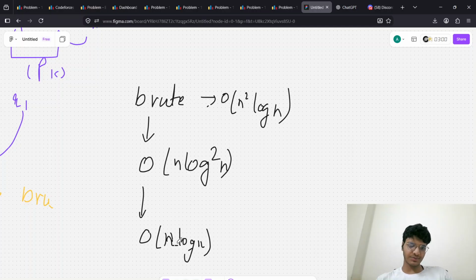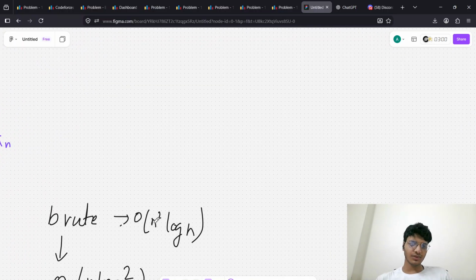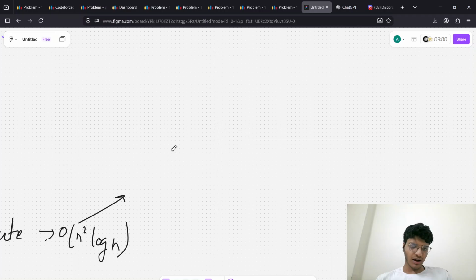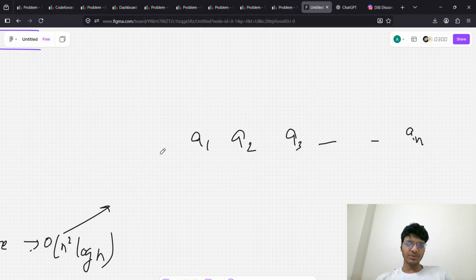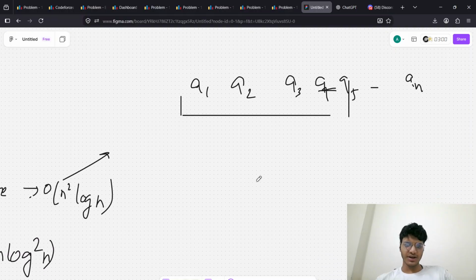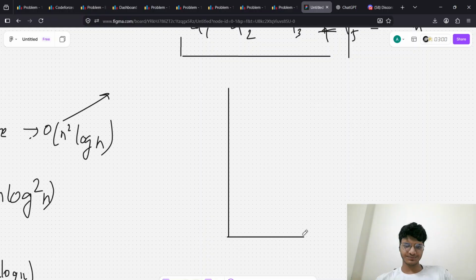So first of all, let's proceed with the brute force part. Before proceeding, let's see how things will happen. We have A1, A2, A3, and up to AN. Let us suppose we have to choose from A1 to A5, and here is our refrigerator.